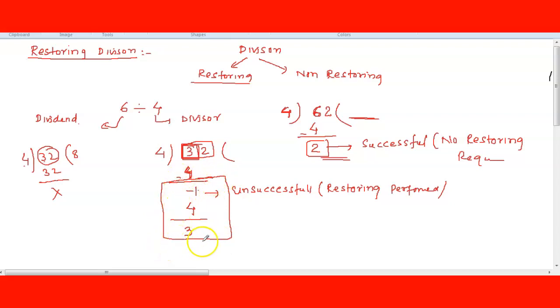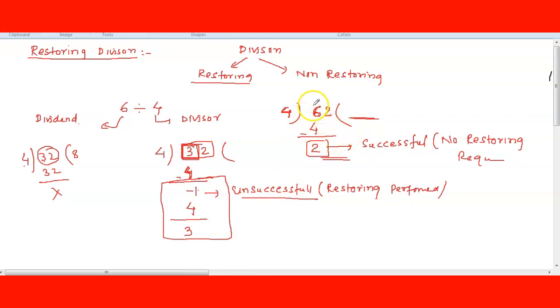This method is called restoration, where you subtracted and you got the negative value, then it is said to be unsuccessful. Whenever a step is unsuccessful, you have to add back the value which you subtracted, and the restoration has to be performed. So once again, I will tell you the algorithm here.